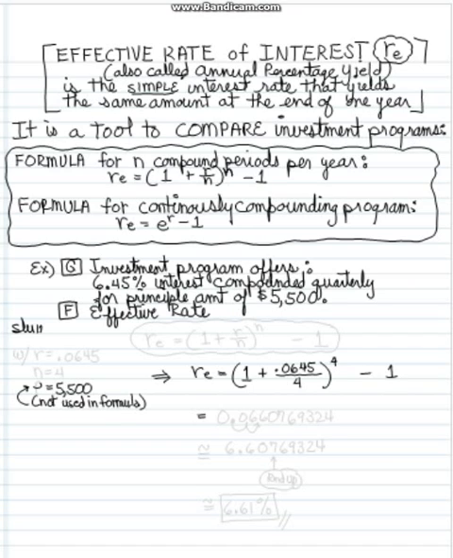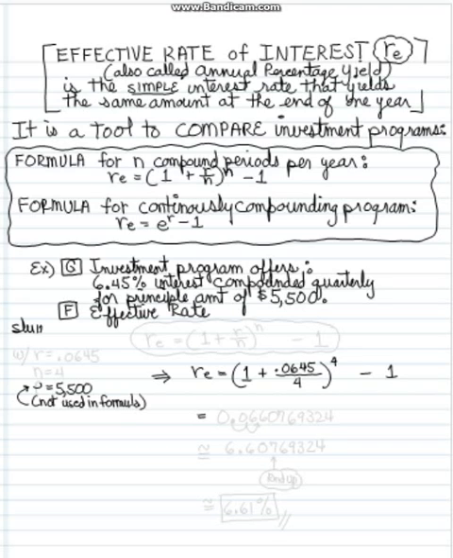So let's use it in this problem. Given investment program offers 6.45% interest compounded quarterly for a principal amount of $5,500. Find the effective rate. Well, guess what? It doesn't matter what amount of money your principal amount is. It doesn't even come into the equation. They're just offering you a program where they're going to pay you 6.45% interest compounded quarterly.